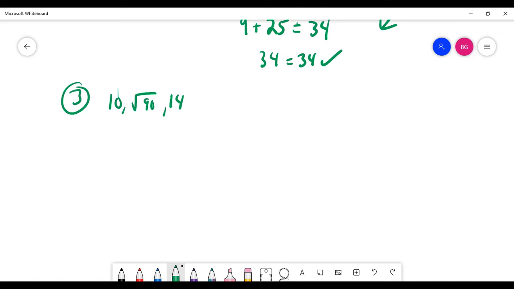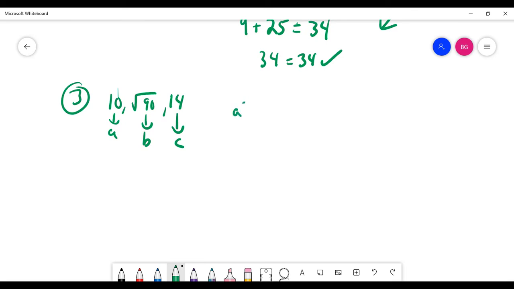So I need to figure out what the square root of 90 is. Is that the biggest number here in this case? The square root of 90 is 9.486, so no, the square root of 90 is not the biggest number. So I'm going to call 10 my A, I'm going to call B my square root of 90, and 14 is going to be my C value.